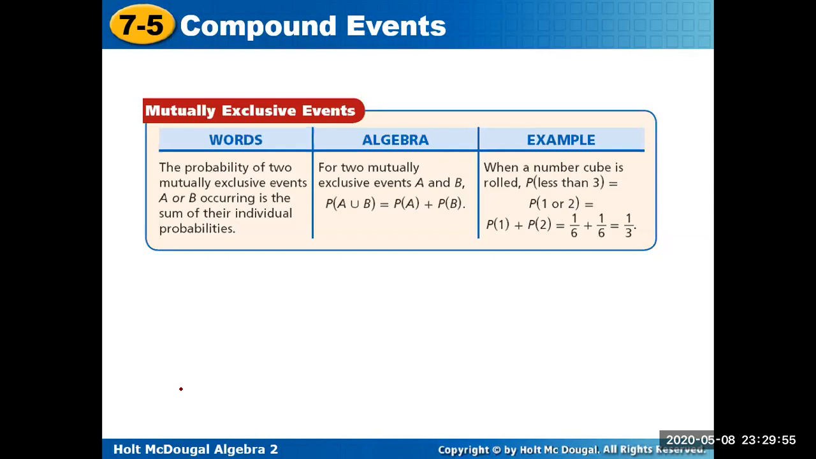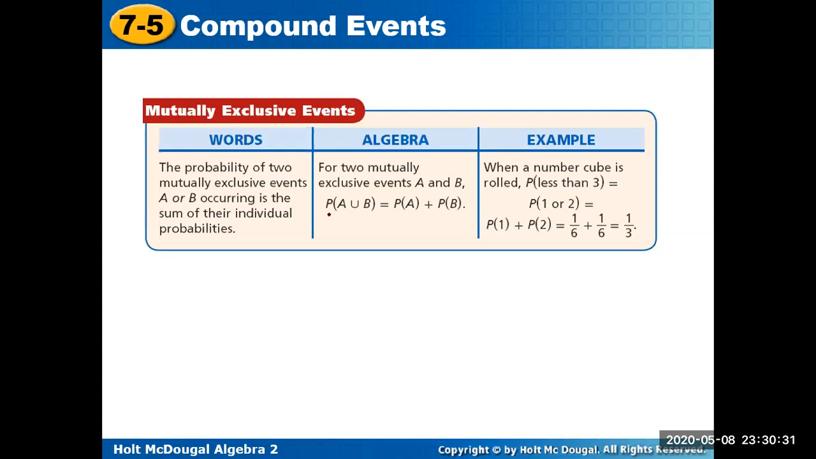The probability of two mutually exclusive events A or B occurring is the sum of their individual probabilities. To calculate the probability of two mutually exclusive events, it can be either A or B. It cannot be A and B at the same time. It should be either A or B that will occur. So to calculate their probability, we add the individual probabilities of each event, as shown here.